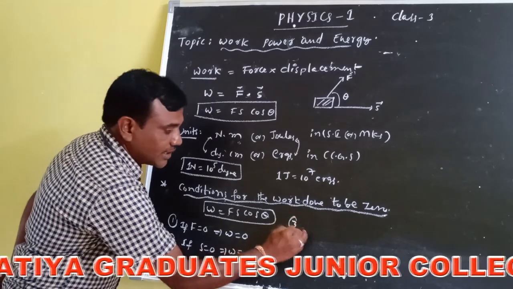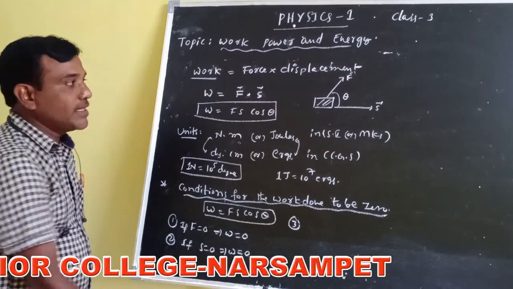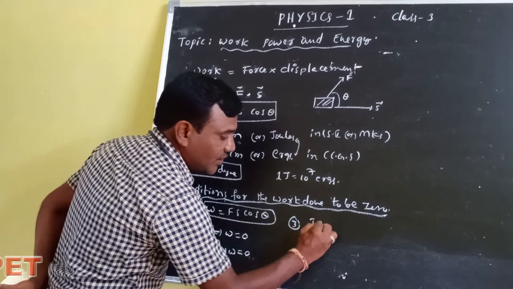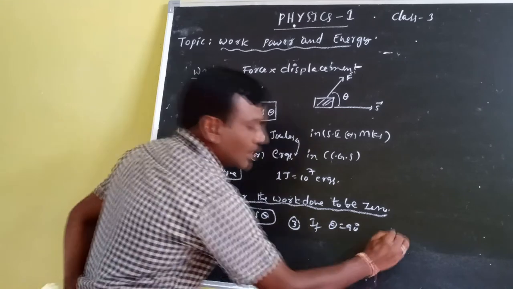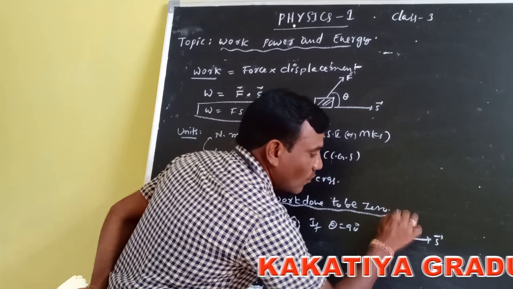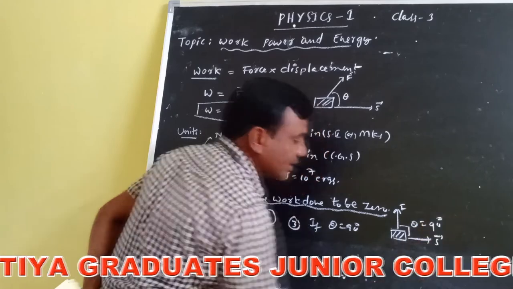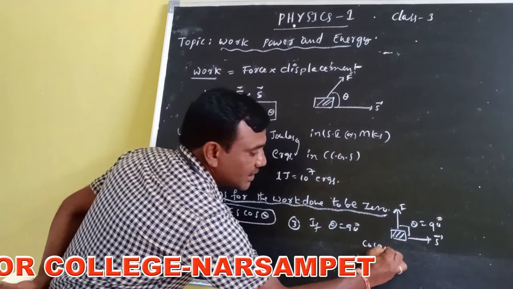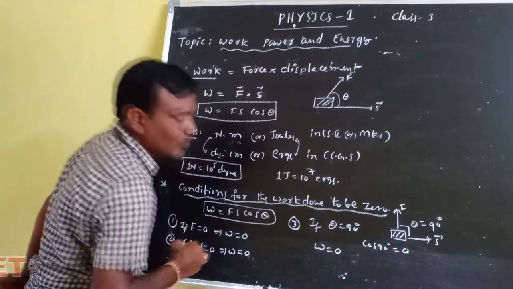Now, the third condition: the angle between force and displacement. If theta is equal to 90, here we observe the displacement and the force, and the angle is equal to how much? Theta is equal to 90. From this, cos 90 is equal to 0, then W is equal to 0.